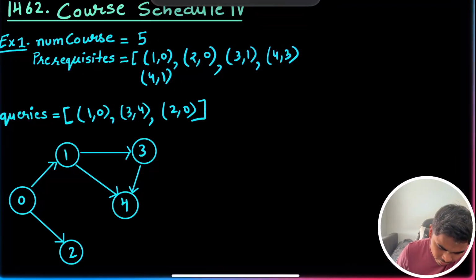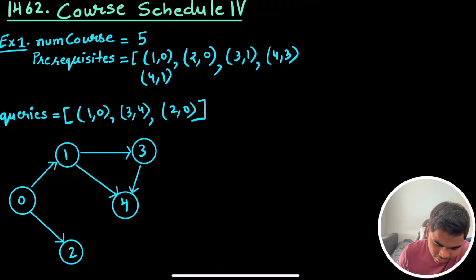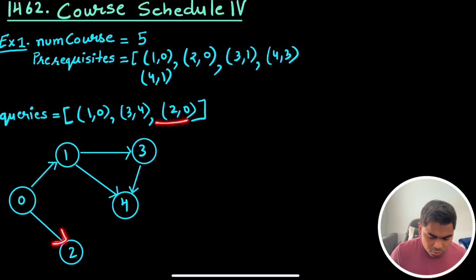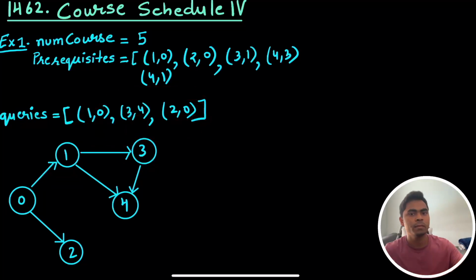All right, sorry about that. Then we have 2 and 0. Now is 2 a prerequisite of 0? Yes, this is also true. So this is true, this is false, this is true. This is what we will be returning as an answer.